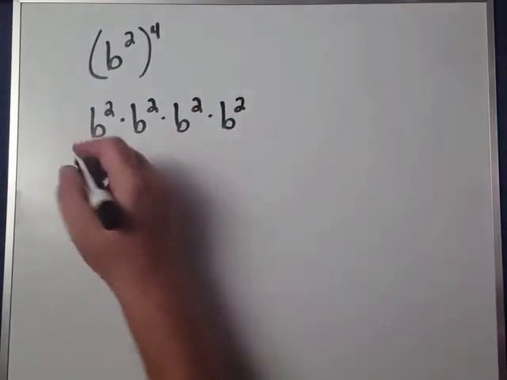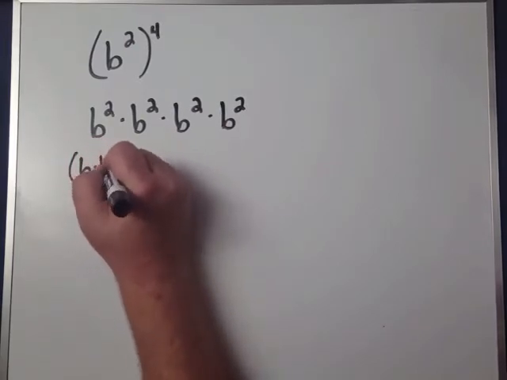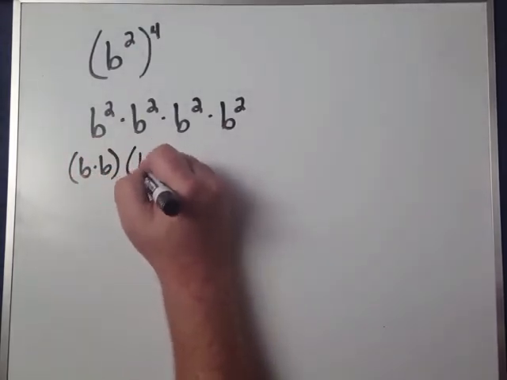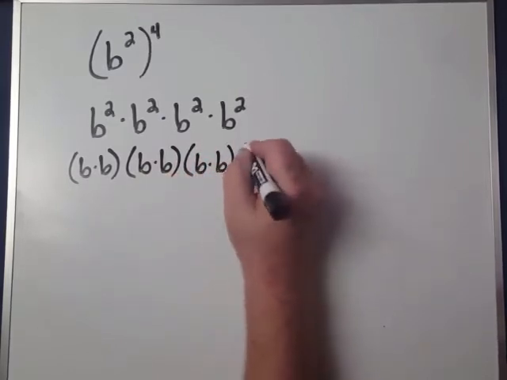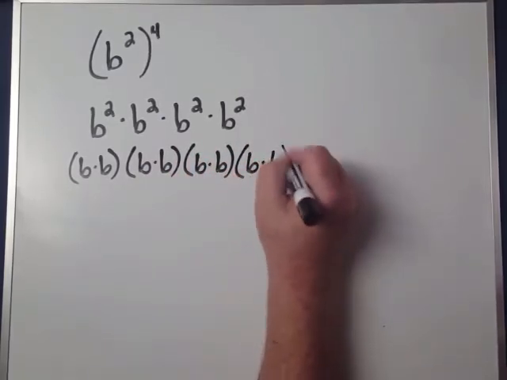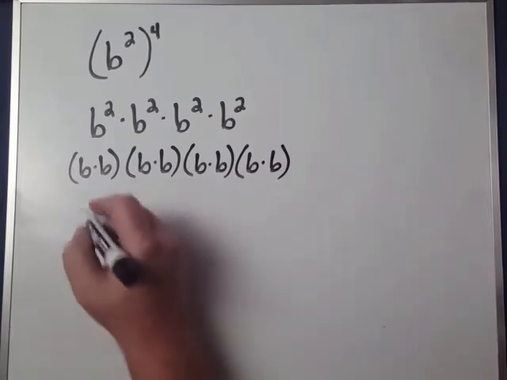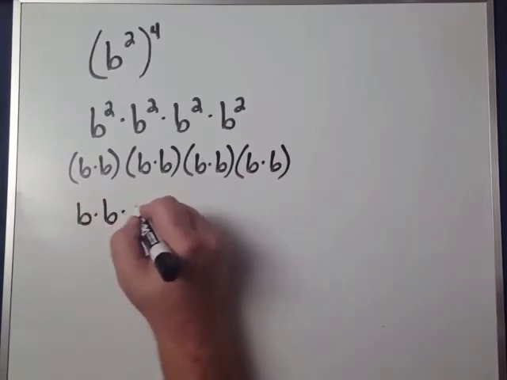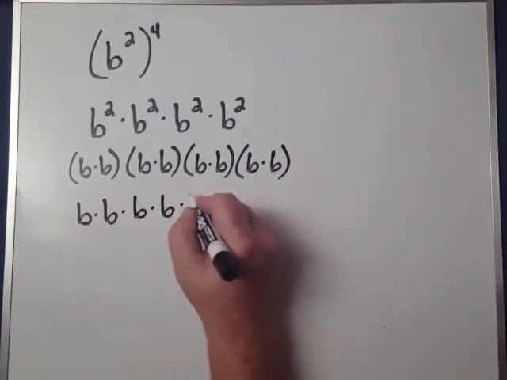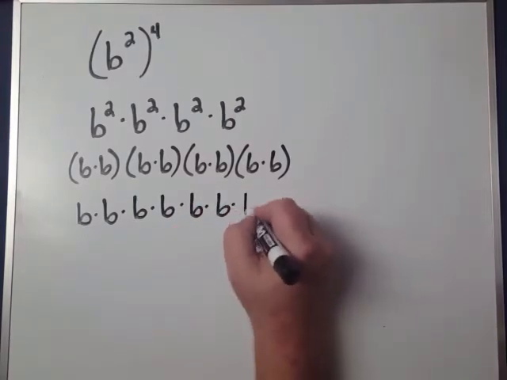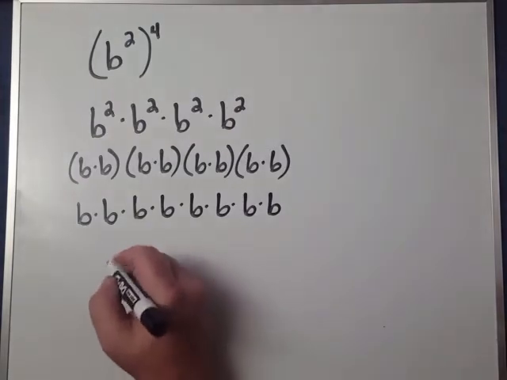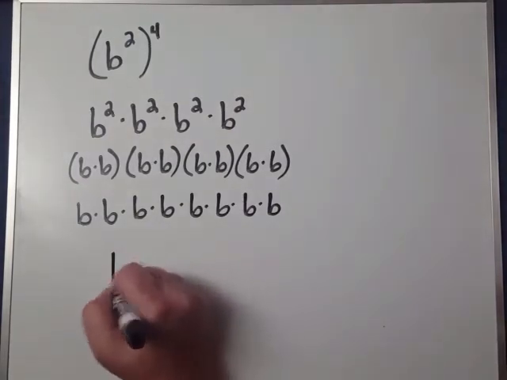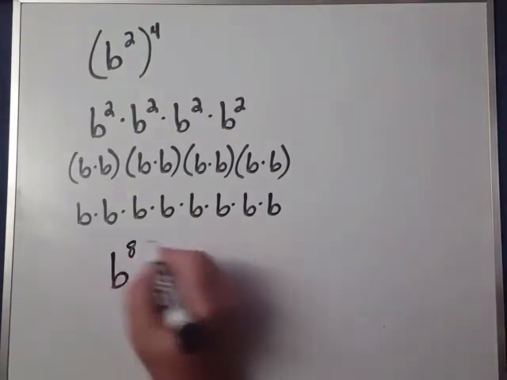And each one of these b squareds is just b times b. And so if I count them up, because multiplication is associative, all I really have is 8 factors of b. And collapsing this back down using that definition of exponent, this will be b to the 8th power.